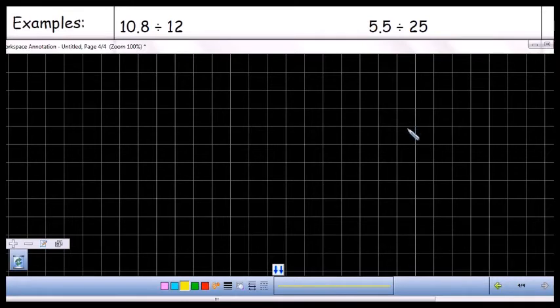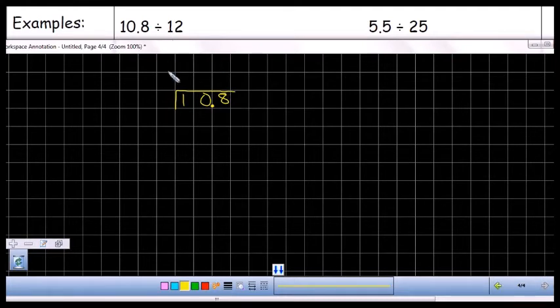Okay, here's the first example: 10.8 divided by 12, or 10 and 8/10 divided by 12. Remember, the first number is the dividend. That's the number that goes inside the division bracket. So I'm going to write it just like that on my grid paper so I know exactly where each number goes. Here's my division.